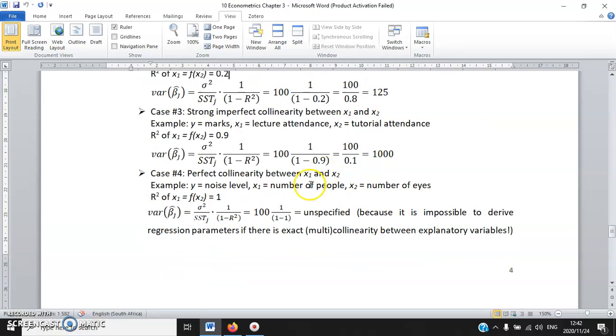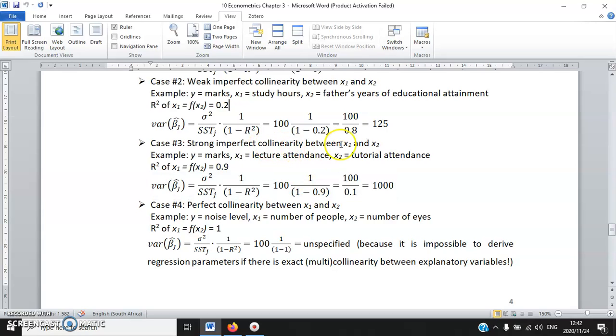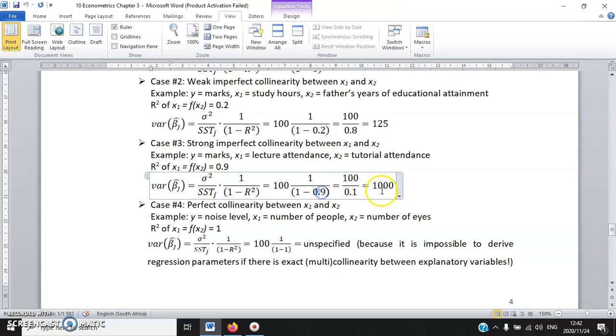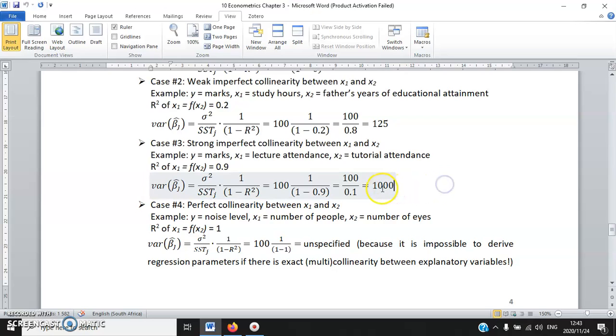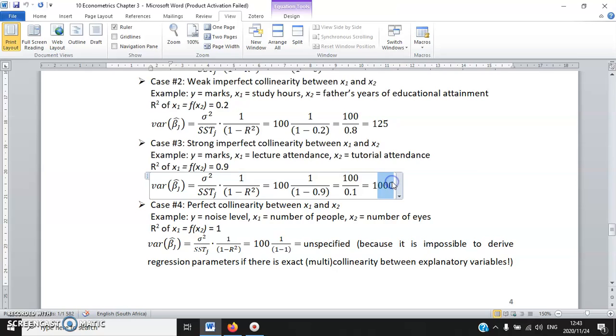Okay. Third case, now the imperfect collinearity between x1 and x2 gets stronger. So this is an example: marks explained by lecture attendance and tutorial attendance, a very strong relationship because those who attend lectures are also the ones who attend tutorials. So 0.9 is the R square of the auxiliary regression, and then you substitute 0.9 in the equation. Do you see the huge increase in the variance of the parameter? It goes up to 1000 now.